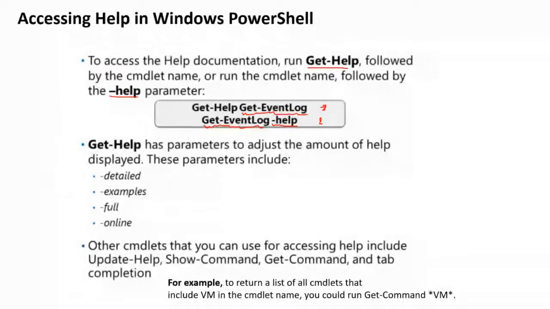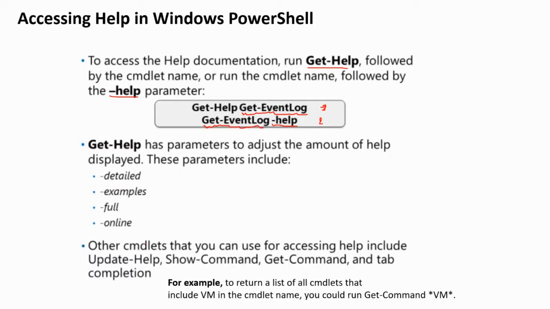Get-Help has parameters to adjust the amount of help displayed. These parameters include -Detailed, for detailed information about the cmdlet, -Examples, which can give you some examples of the cmdlet, -Full for the full help, or -Online for online help. Other cmdlets that you can use for accessing help include Update-Help, Show-Command, Get-Command, and tab completion.